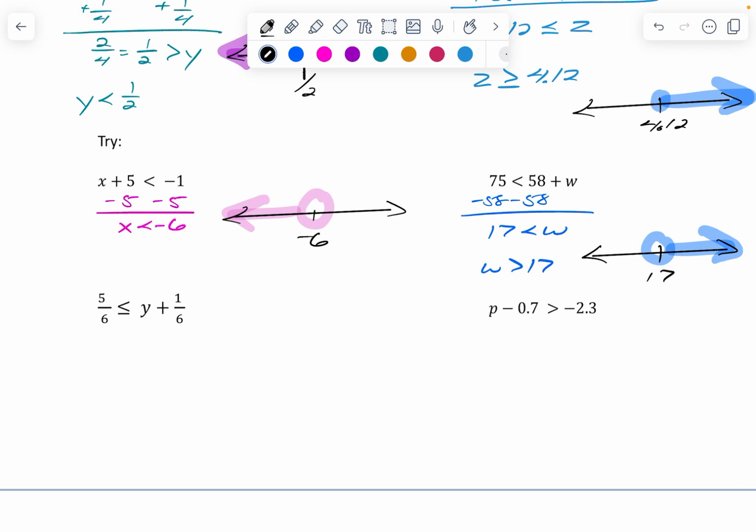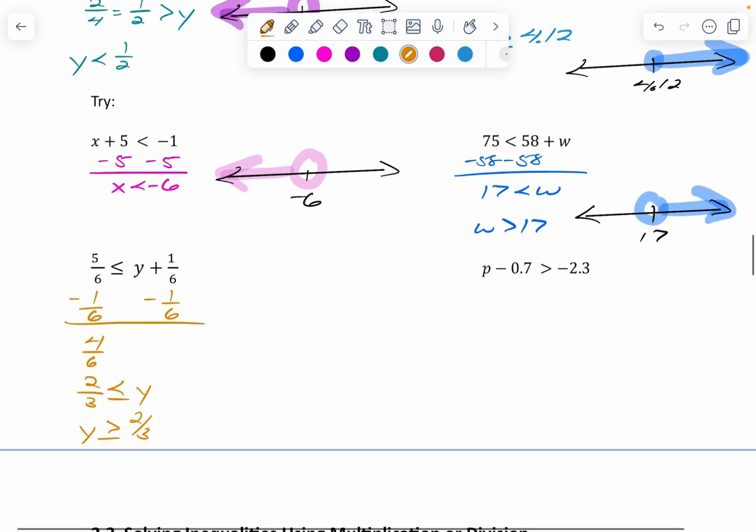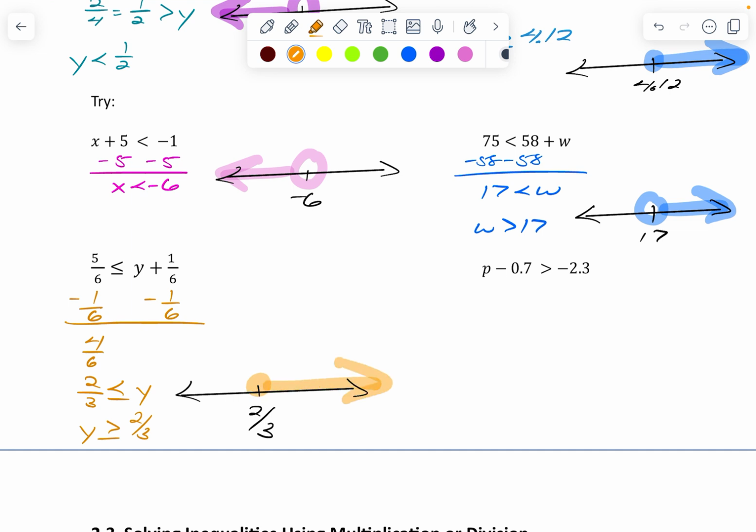We're not afraid of fractions and decimals either. We can do it. We're going to subtract 1/6 from both sides. These are common denominators, so we get 4/6, which is 2/3, less than or equal to y. But I want to turn that around so it's y is greater than or equal to 2/3. Notice big part's at the y, point is at the 2/3. So when I go to graph it, I have 2/3. And we're going to have a closed circle, greater than.